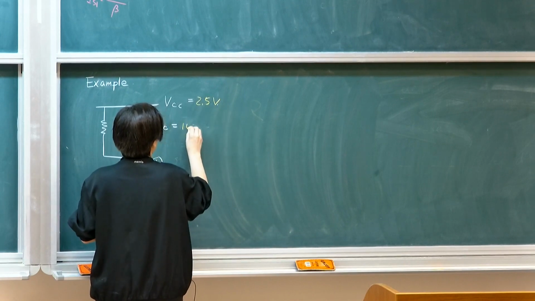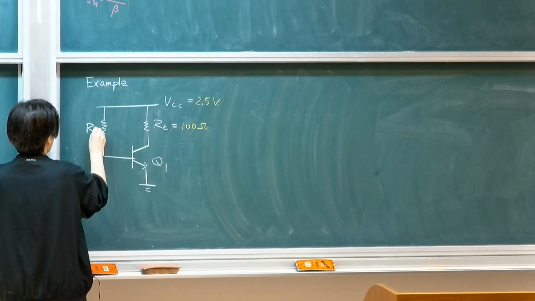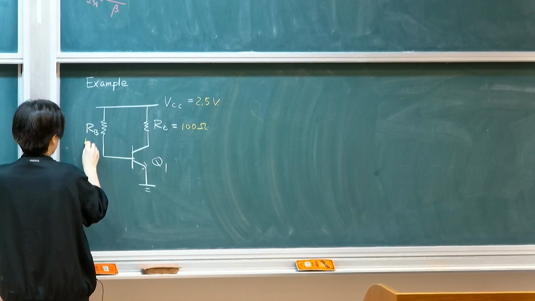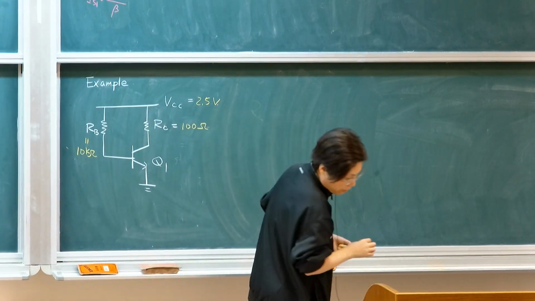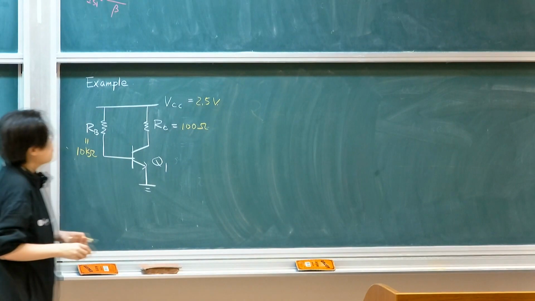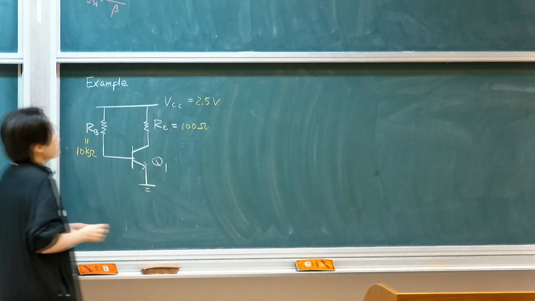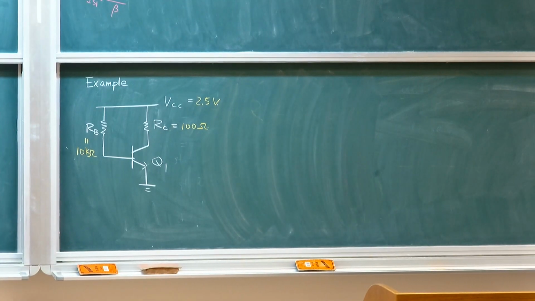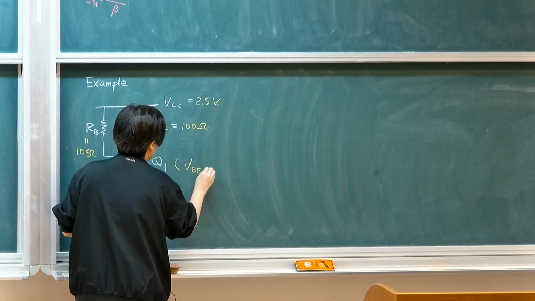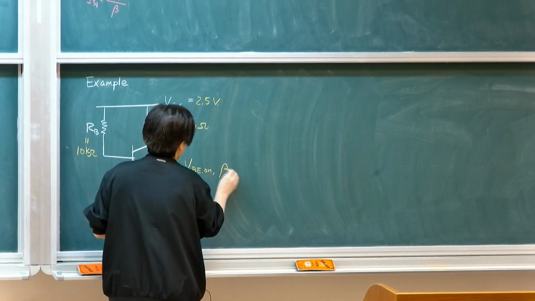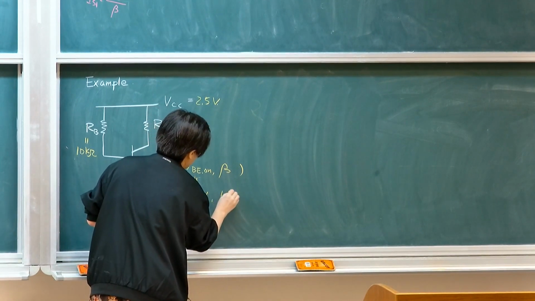2.5, 100 ohm. And then I have RB, which equals 10K. Let me make sure I get the numbers right. Okay? So then, of course, we have the device parameter. Instead of the exponential model, we're going to use the constant voltage model, which would then give you VBE on and beta.